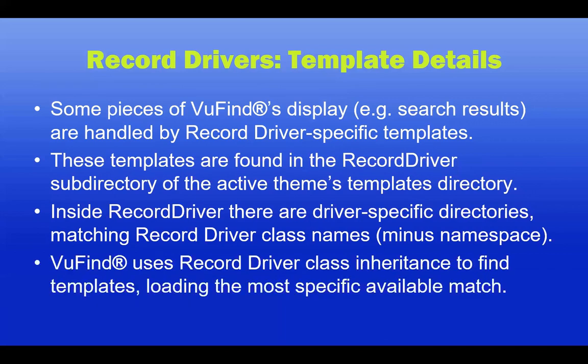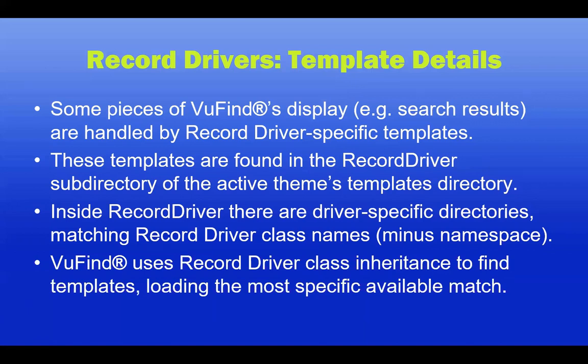And of course, VuFind uses record driver class inheritance to load the templates, so it tries to find the most specific available match. So for example, if we're displaying a SolrMarc record, based on the discussion earlier, SolrMarc is a child of Solr Default. Solr Default is a child of Default Record. Default Record is a child of Abstract Base. There's a fairly deep inheritance tree in record drivers because of the way we reuse functionality.